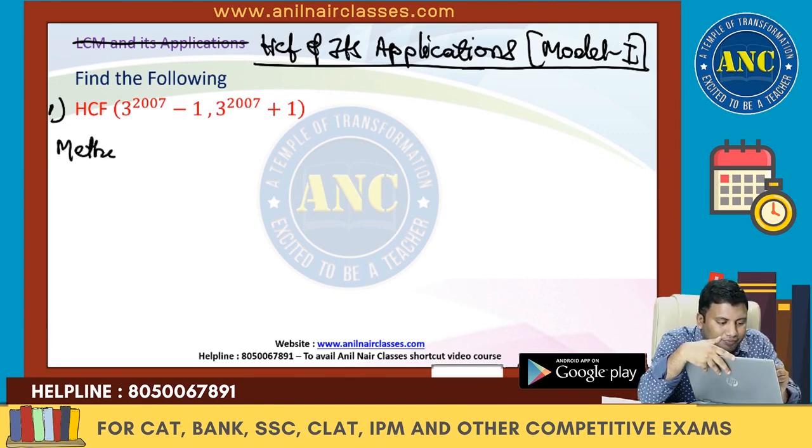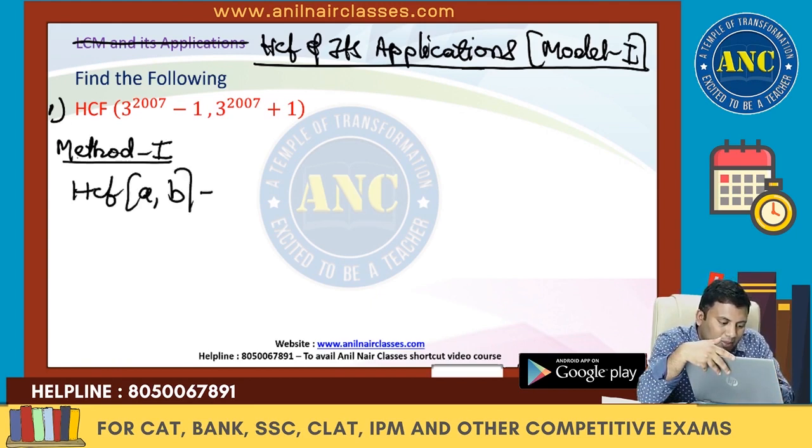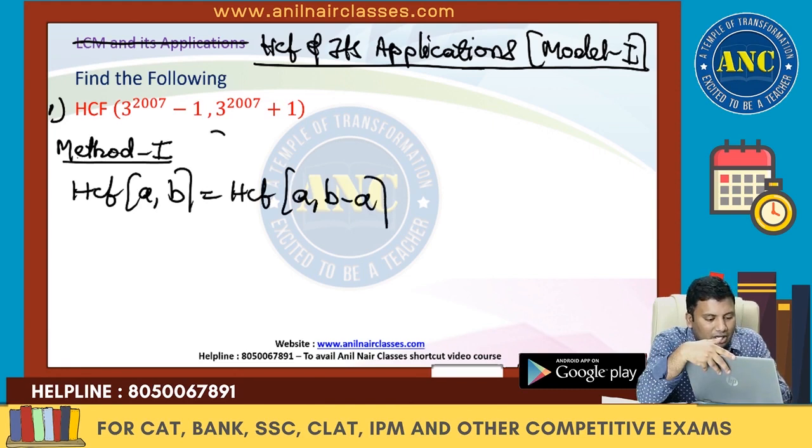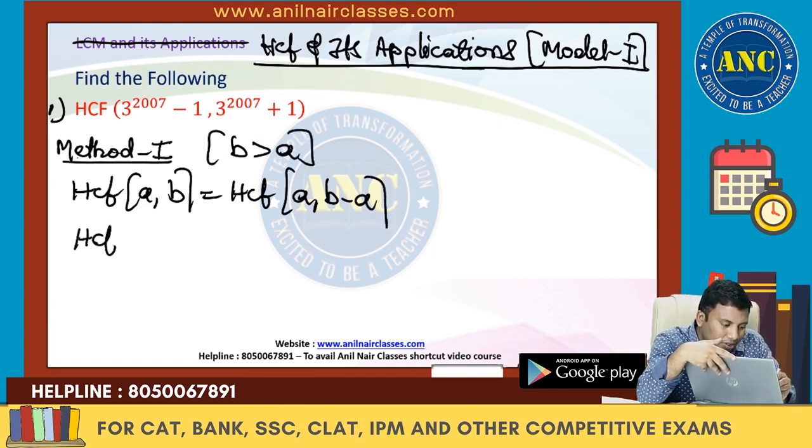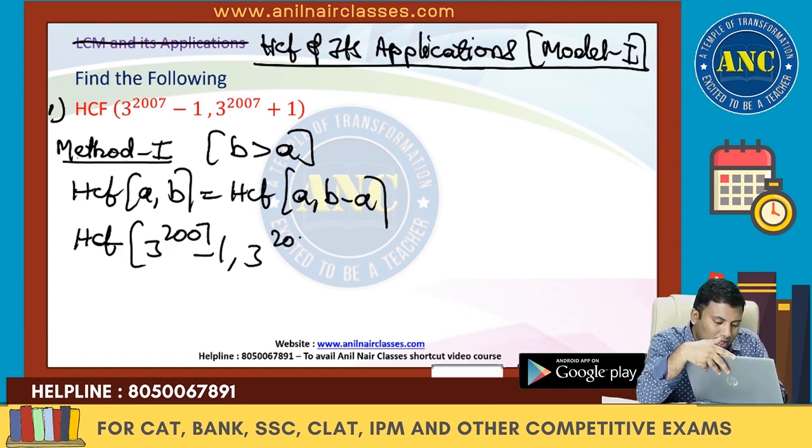Method 1. What is that concept which we discussed? HCF of A comma B is also equivalent to HCF of A comma B minus A, if B is greater than A. I will use this model. HCF of 3 power 2007 minus 1, comma 3 power 2007 plus 1.